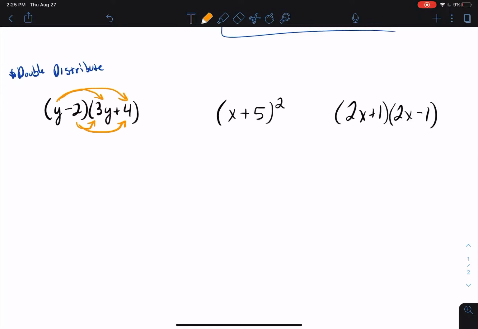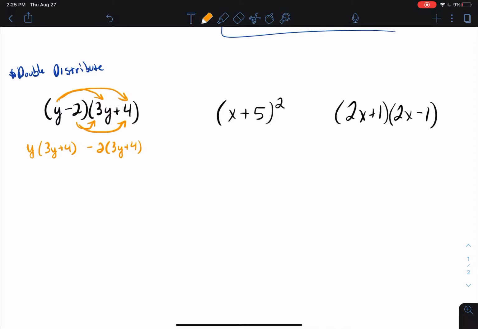All right, so this could look like y times 3y plus 4. Minus 2 times 3y plus 4. So that's what I mean by double distribute. We need to distribute everything from the first parentheses to the entire group that's the second parentheses.